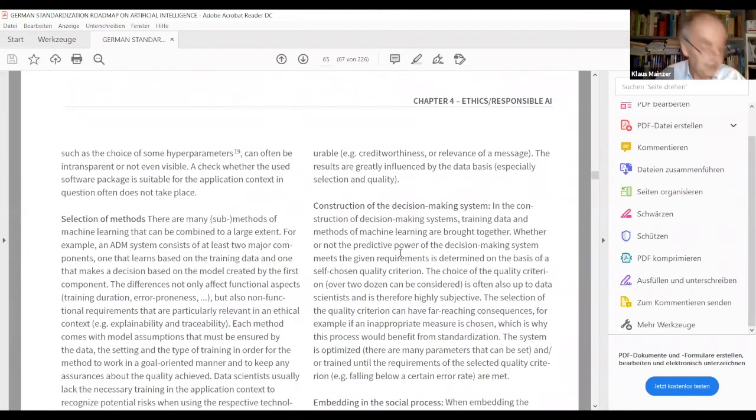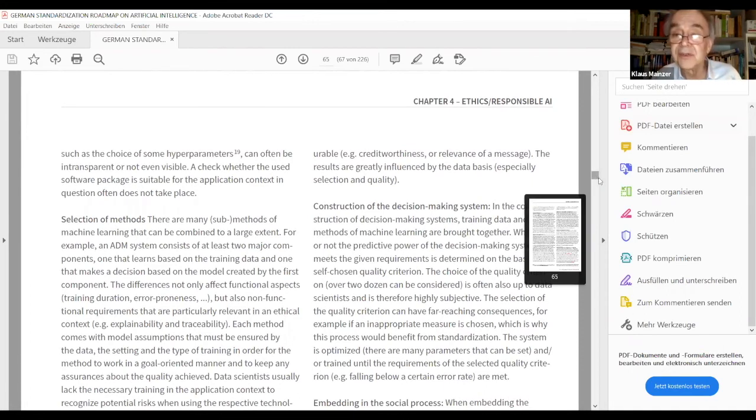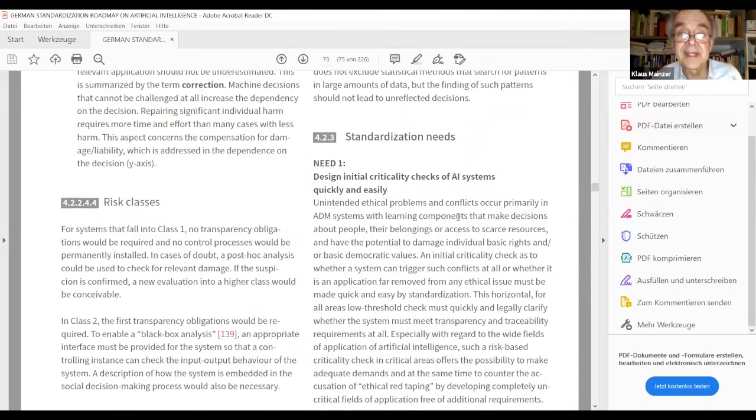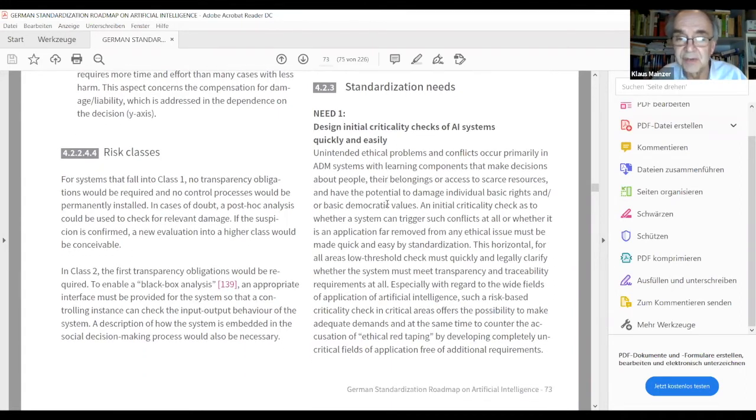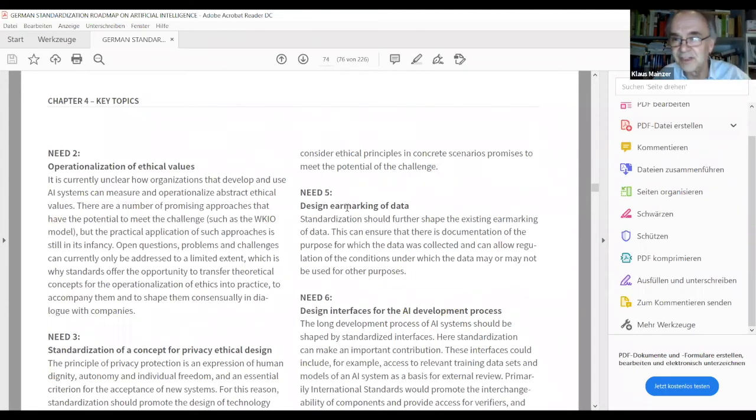In order to illustrate this kind of discussion, and there is a canon of values and criticality check. Let me end this group on page 73, again with the needs or demands in the field of ethics. Here, the need one was design initial criticality checks of AI systems quickly and easily. Quickly and easily relates to practical application in industry, for example. Not seminar discussions in philosophy on AI and ethics in general, but for concrete application.